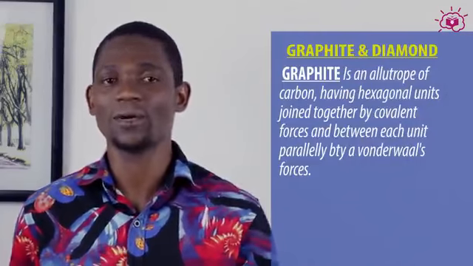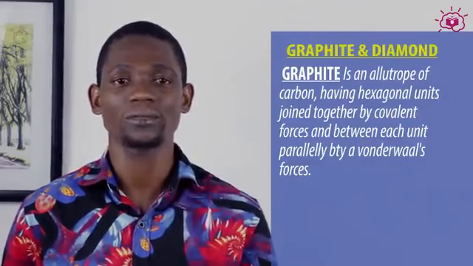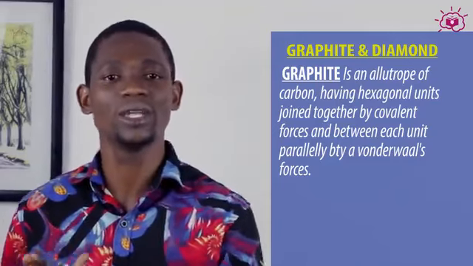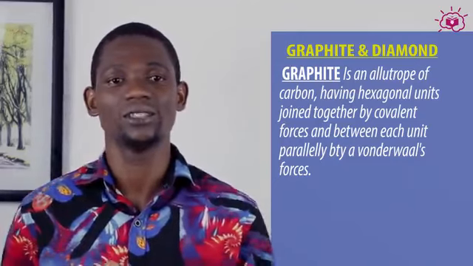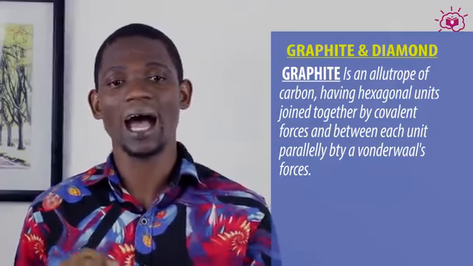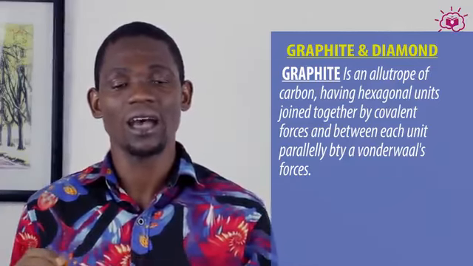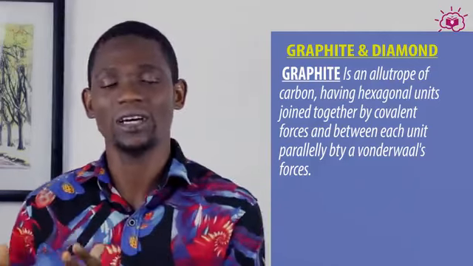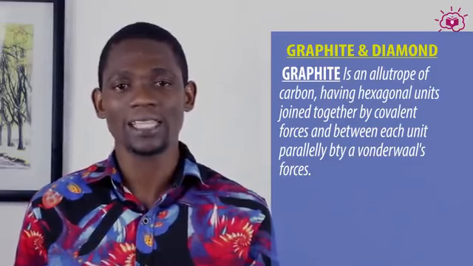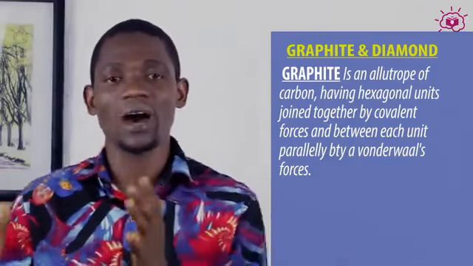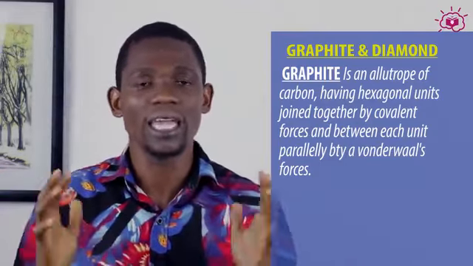Next up is graphite. Graphite, like diamond, is made up entirely of carbon. It's also an allotrope of carbon, having hexagonal units, hexa meaning 6, joined together by covalent forces, and in between them are unit cells that are partially held by van der Waals forces. This implies that in graphite there are both van der Waals forces and covalent forces playing a role in its structure.